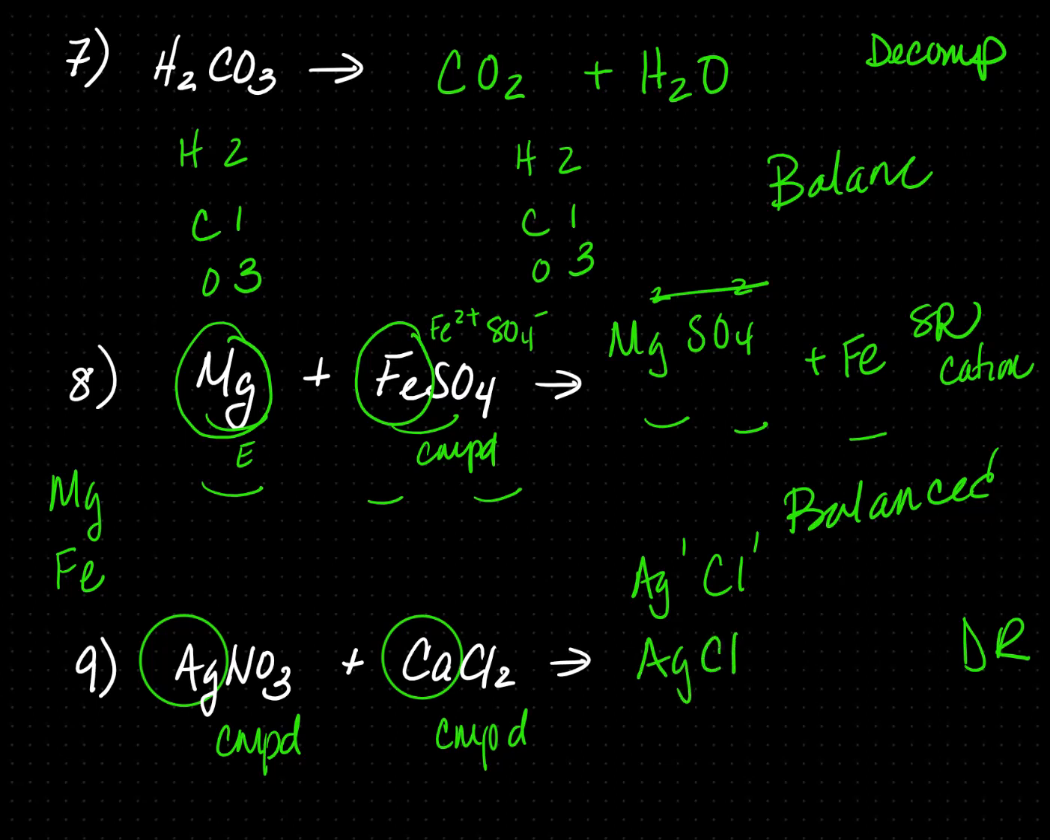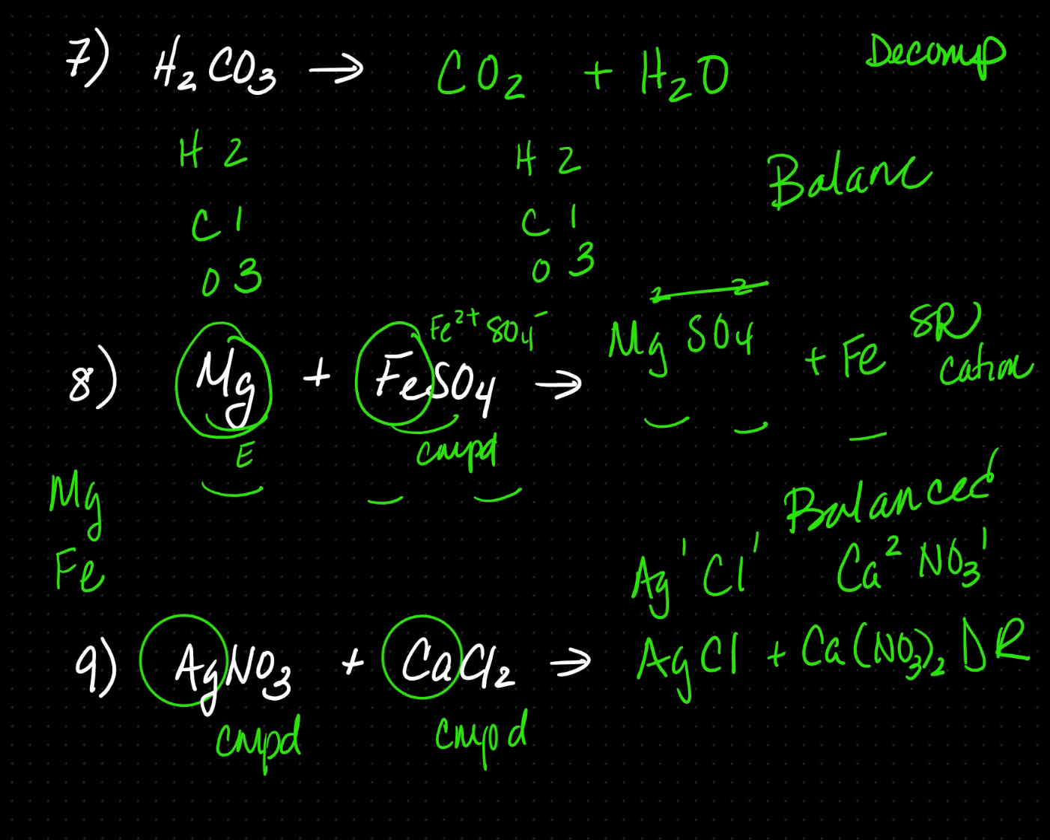Ca's charge is 2. NO3's charge is 1. Cannot reduce, so I crisscross. Ca. There is more than one polyatomic, so I need parentheses and a 2. So we created 2 new compounds.